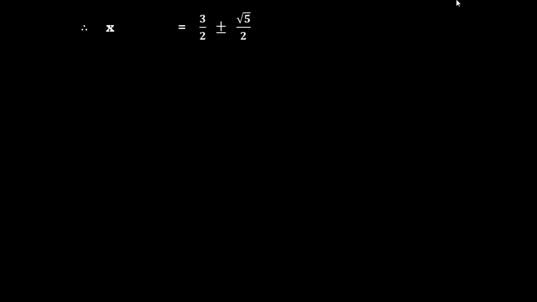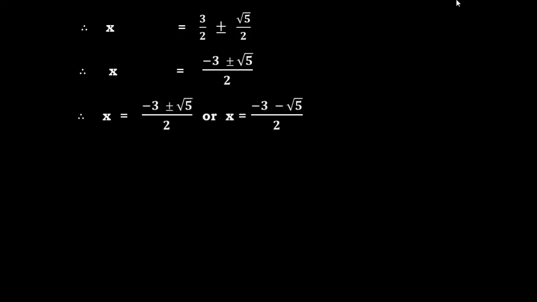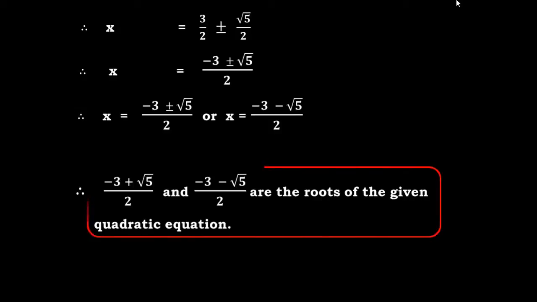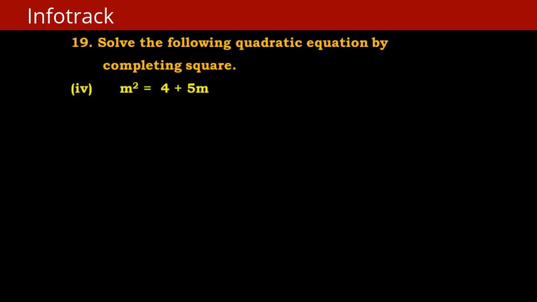So we can write the next step, denominator same. So x is equal to (minus 3 plus minus root 5)/2. So x is equal to (minus 3 plus root 5)/2, or x is equal to (minus 3 minus root 5)/2. So we have (minus 3 plus root 5)/2 and (minus 3 minus root 5)/2 as the roots of the given quadratic equation. Next, n square is equal to 4 plus 5m.